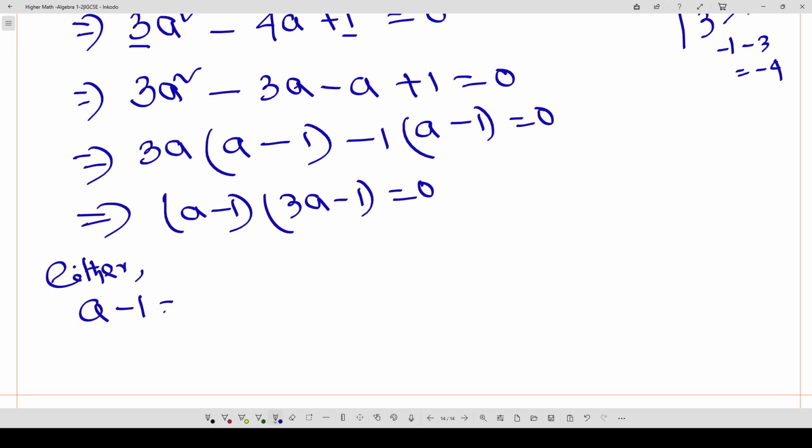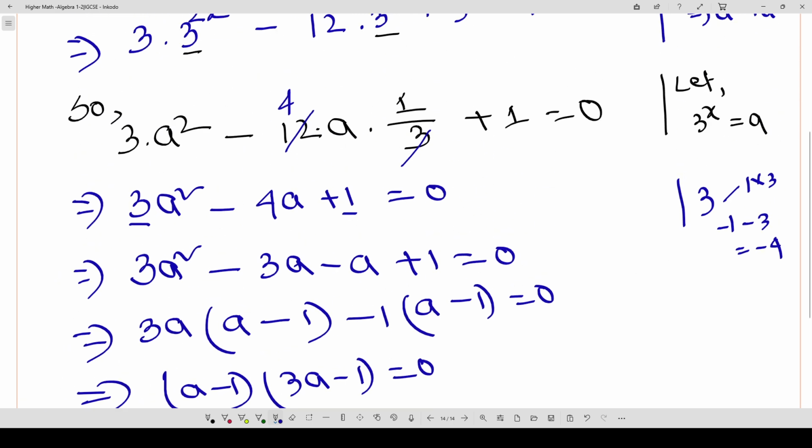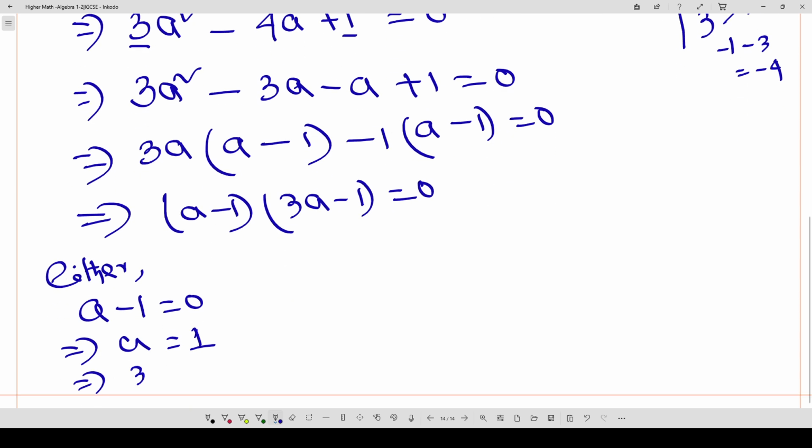a minus 1 equals 0, we can write a equals 1, and a means what? A means 3 to the power x. So against 1 we can write 3 to the power 0. So finally, the bases are the same, so x equals 0. It's one thing.